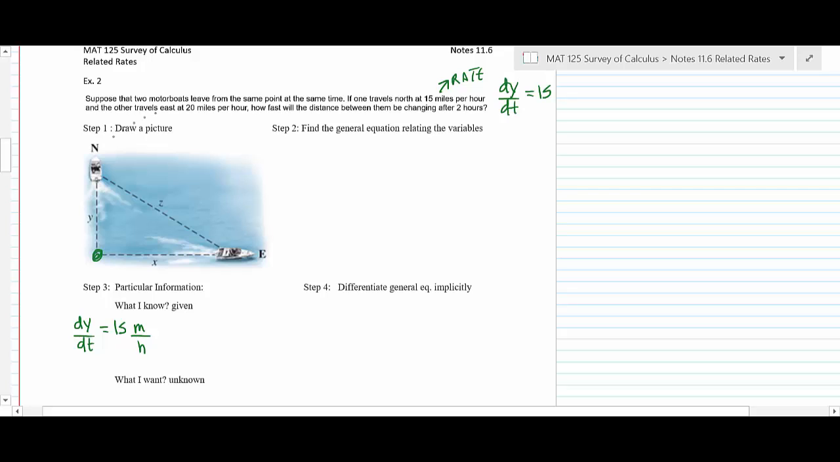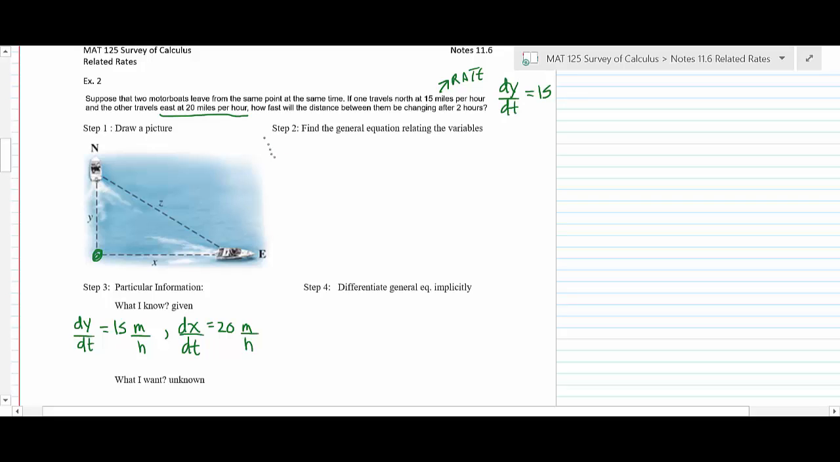Read on, okay? It says the other travels east at 20 miles per hour. Is that a rate? Yes. Which rate is it? Good, dx over dt. X is the distance east, so that means you also have dx over dt is equal to 20. Do you think positive or negative? Positive. You're going to the right. It's positive. Okay, you got to be careful with your negatives on there, okay?